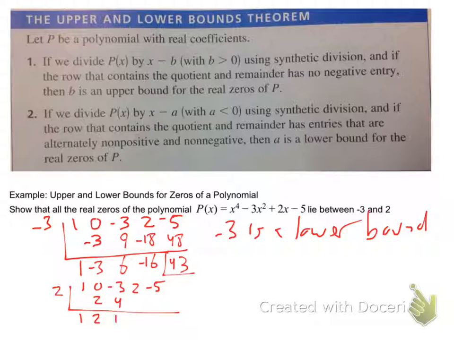2, 4, 1, 2, 4, 8, 3. They're all positive. I went pretty quick there. I'm just trying to show you this idea that works. That means 2 is an upper bound. Why could that be potentially a powerful thing?